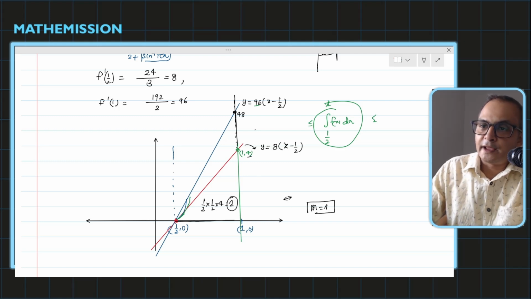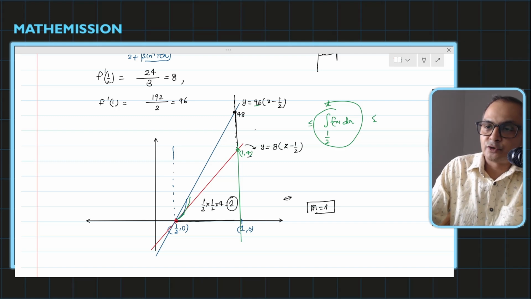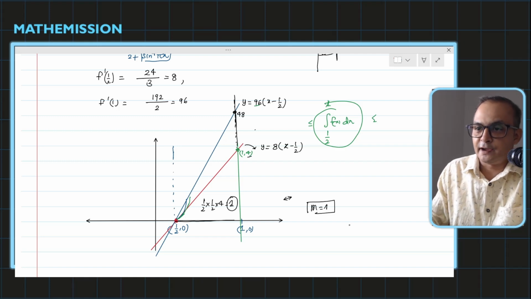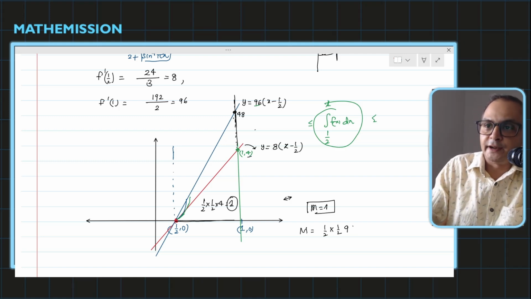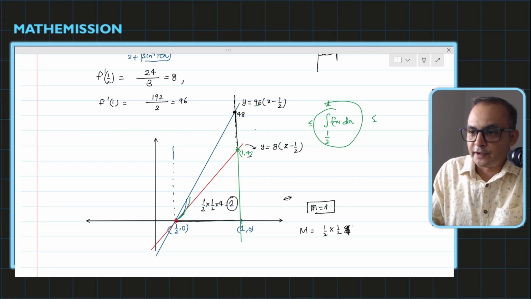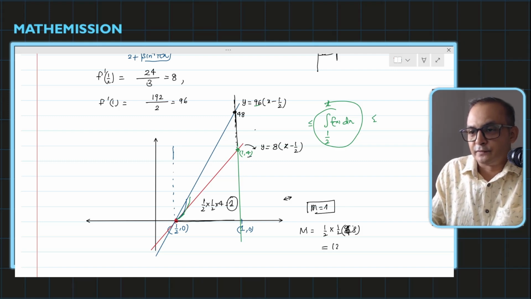Similarly, what is the area under the line y is equal to 96x minus half? The height is 48 and the base is again half. So capital M should be half into base into 48, not 96. So 48, and so the answer is 12. So this way the capital M is 12.